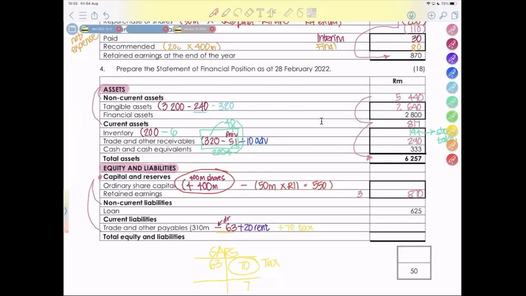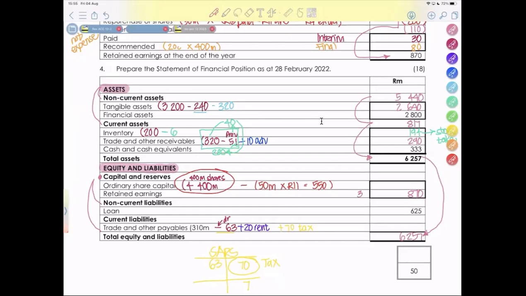Obviously, if you didn't, you know that you've made a mistake somewhere and you could go and look for it. In an exam, if you don't have time, don't spend a lot of time because it could just be one tiny mistake. You can also take that and realize that obviously the equity and the liabilities should equal the total assets. And so the total here needs to be 6257. Your capital and reserves, you've already got your 870 in there.